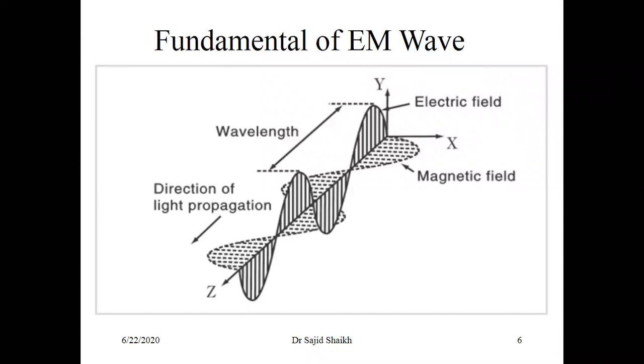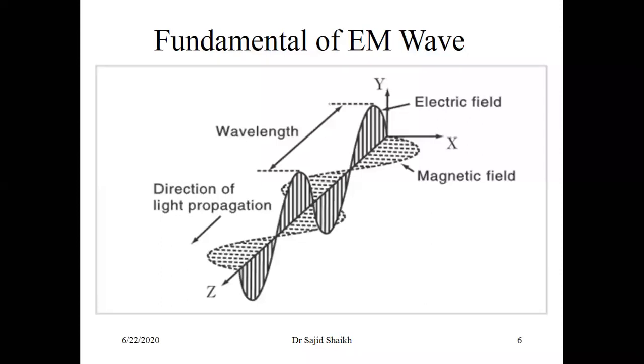After this, we see the frequency. Frequency is nothing but the number of cycles per second. We know the definition of frequency. Okay. And the unit of frequency is hertz. And after that, another important parameter is wavelength.